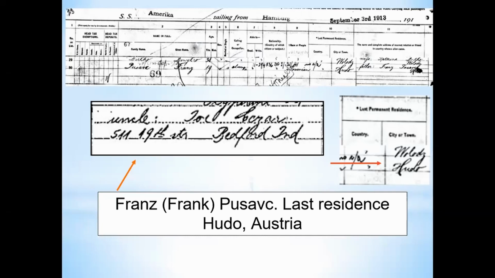And his last permanent residence, you can see with the arrow over here to the right, is Hutto, which is exactly what I would have thought it would be, because that's where Mary Paschautz was supposed to be from. And he's her relative of some sort. And then we get clarification of what the relationship is. He says in the column where they ask if he's going to visit anyone in the US, I'm going to my uncle, Joe Caesar, 511 19th Street, Bedford, Indiana, which of course then leads us to believe that Mary Paschautz Caesar is his aunt.